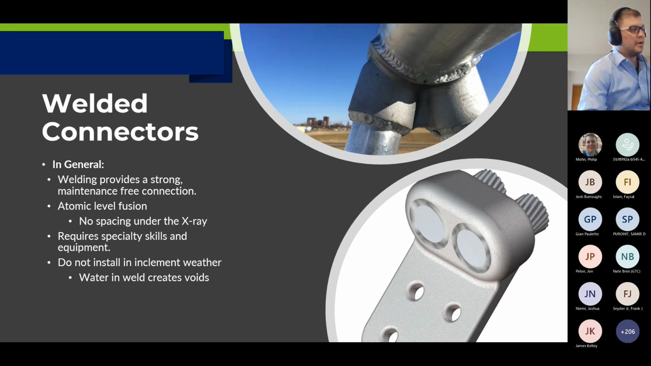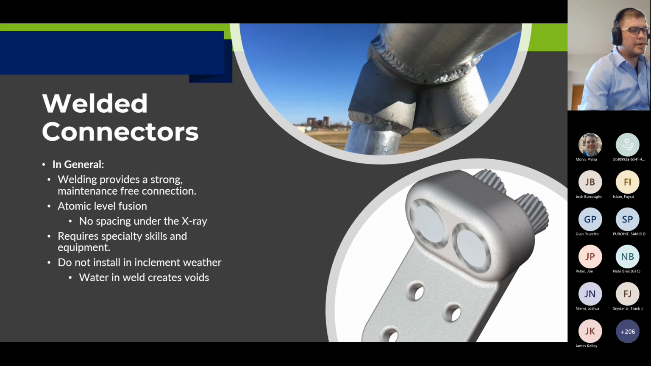But one of the downsides of a welded connection would be that it has to be performed in good weather conditions. It can't really be done in inclement weather because if water gets into it, it'll create some voids, and then that won't be as strong of a hold.